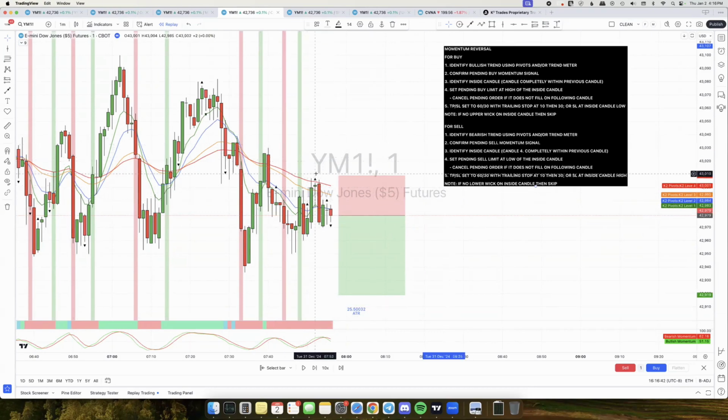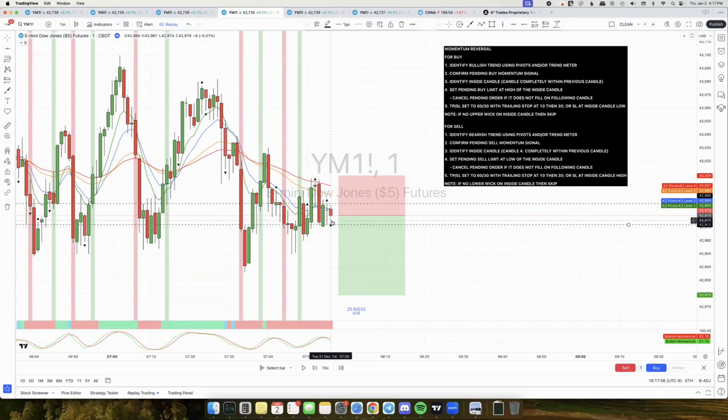Once you confirm step 1, go to step 2. Confirm there's a pending signal for a sell momentum. We have a buy momentum here, so the next signal has to be a sell. Once you confirm that, step 3, identify an inside candle. Again, right here, here's an inside candle. This red candle is within this previous candle right here. I'll draw lines here to confirm it. There goes the inside candle for this red candle right here.